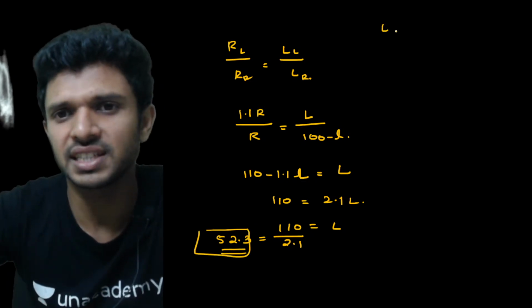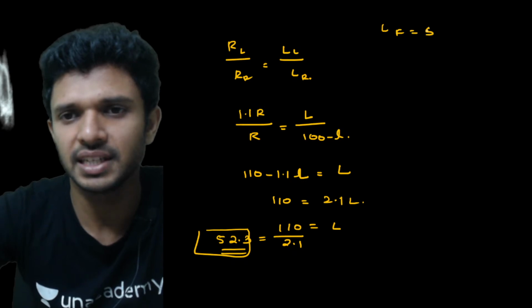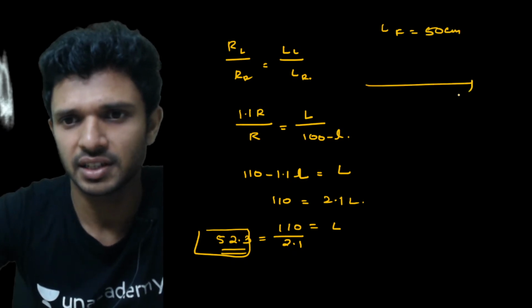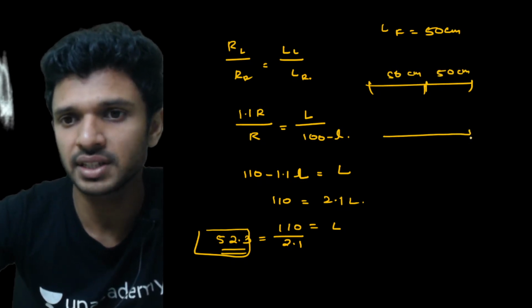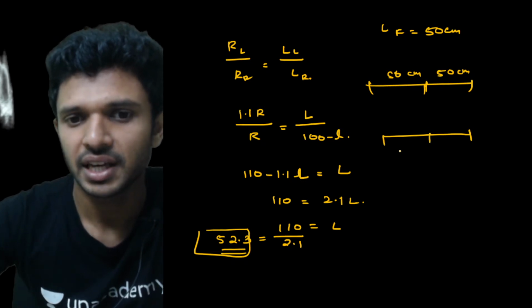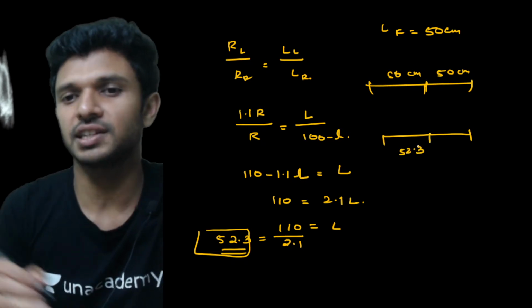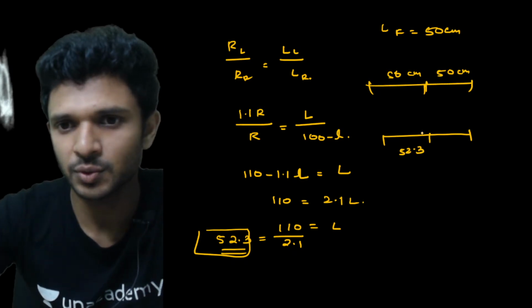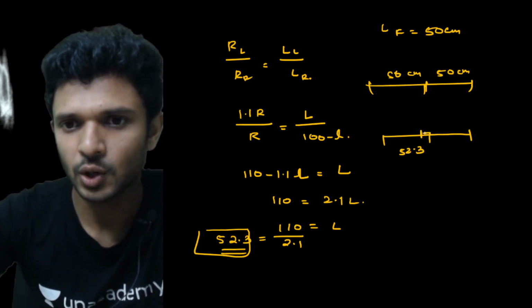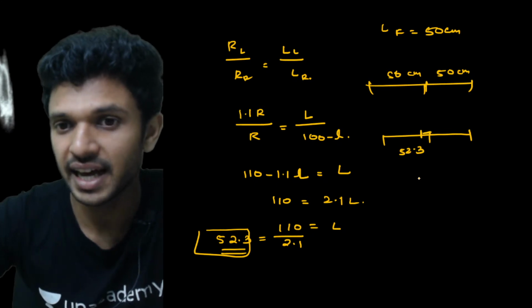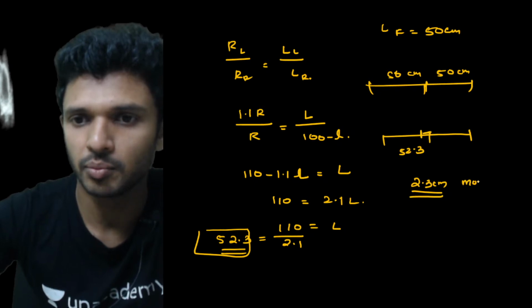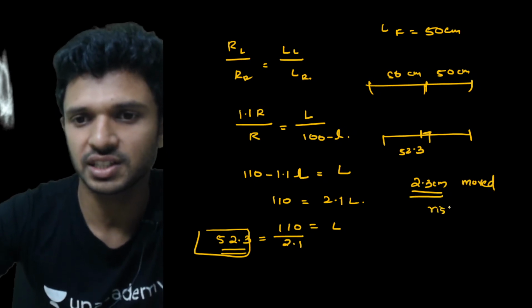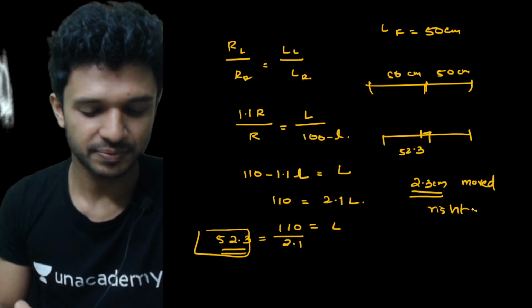Tell me, what was the initial length on the left hand side? Initially it was 50 centimeter, right? 50 centimeter here and 50 centimeter here when the resistances were equal. Now what is the length on the left hand side? It became 52.3. Initially it was 50, exactly at the middle. So how much has it gone to the right? It has gone to the right by a length of 2.3 centimeter. Moved in which direction? Towards the right direction.